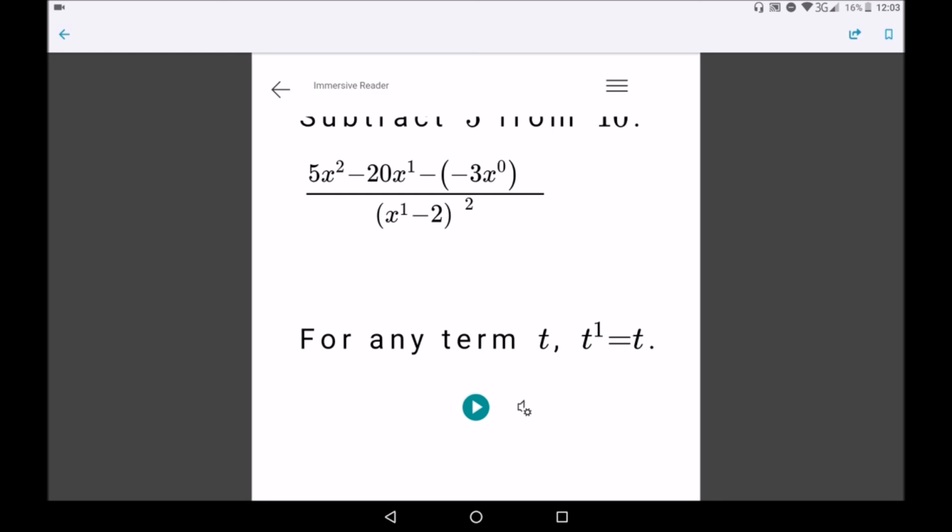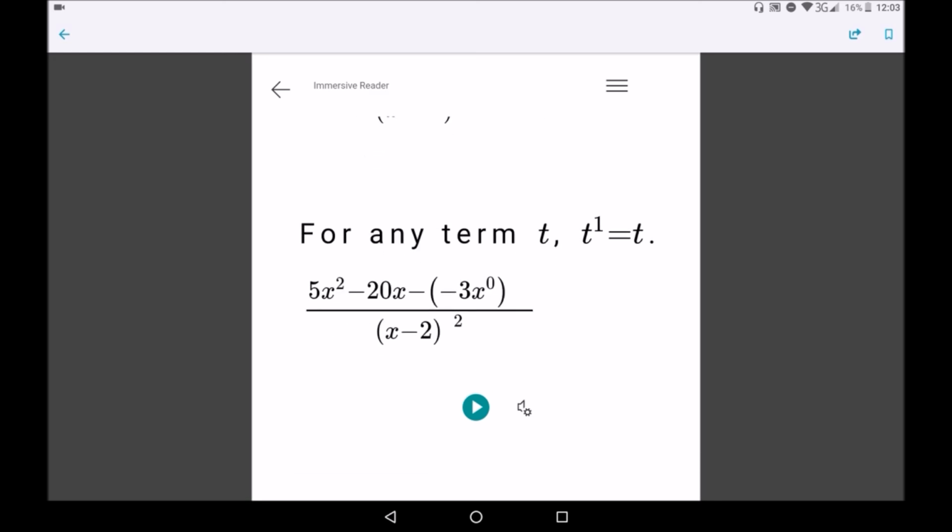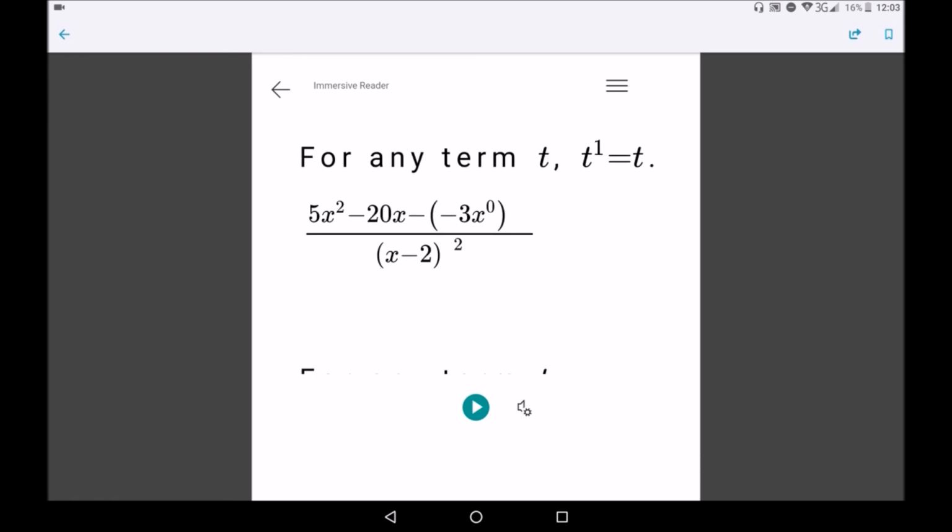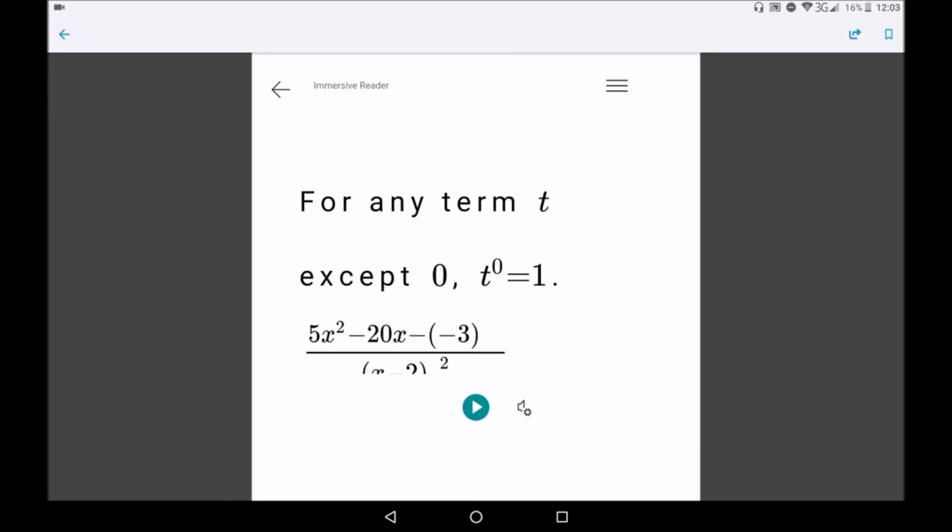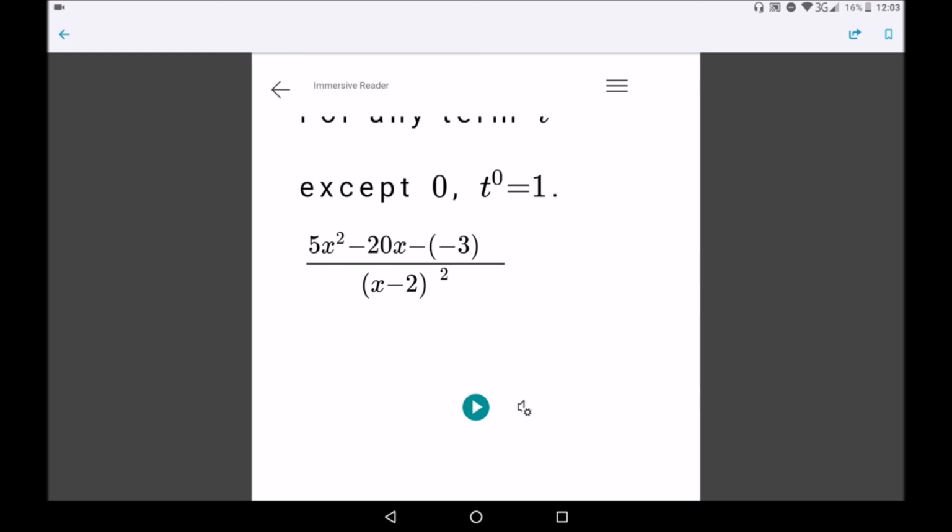Now remember, for any term t with power or exponent 1, we get t. Remember that. So that's the case there. Again, for any term t with exponent 0, we get 1. Okay, that's obvious. Therefore, we get this. So this is the general solution for this, but you can simplify further.